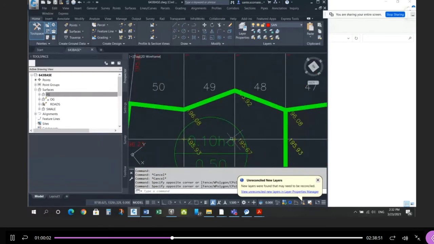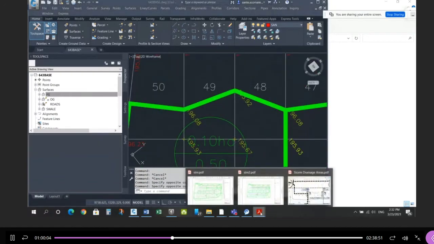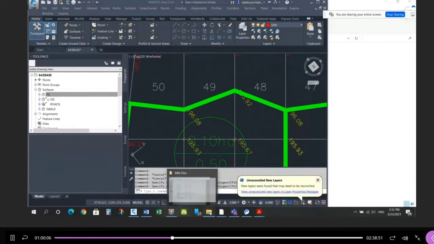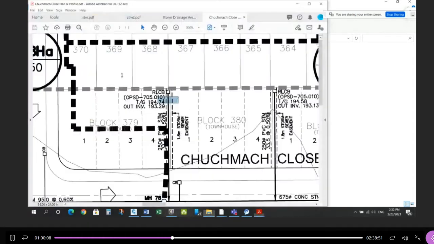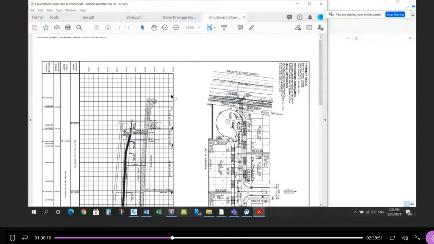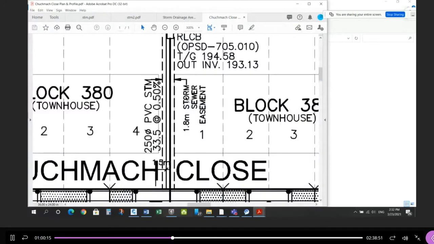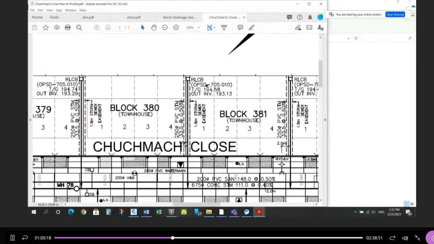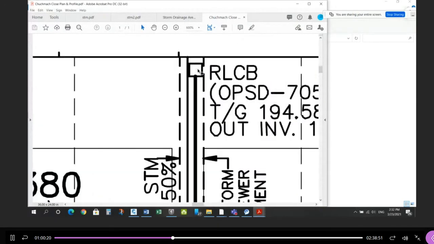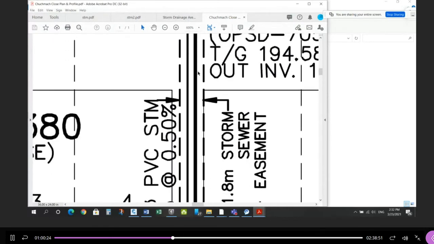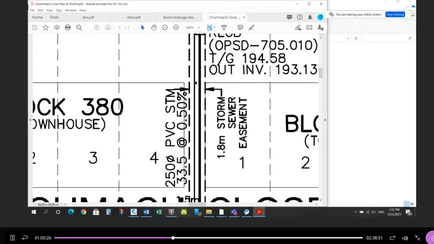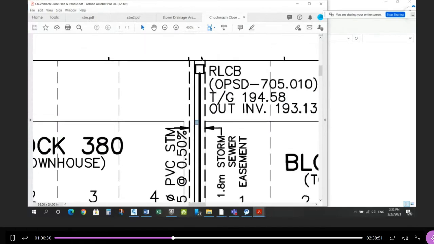So where does the catch basin go? Well, if you look on Chuchmak, it gives you some dimensions. So let's look at the profile. Where do they put the catch basin? You'll see the catch basin. It's not dimensioned, but I'm going to tell you. The center point of the catch basin, this point right here, is 1 meter from the backyard, okay, and 0.6 meters from the property line. 1 meter from the backyard and 0.6 from the property line.